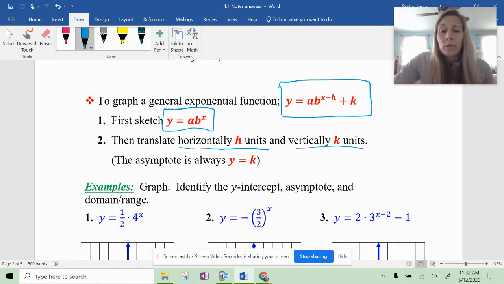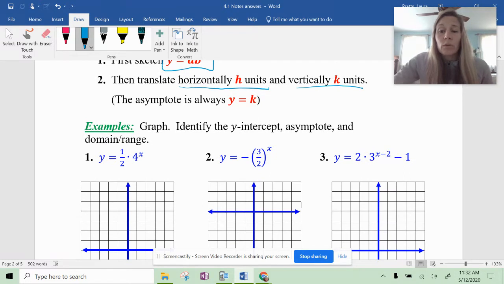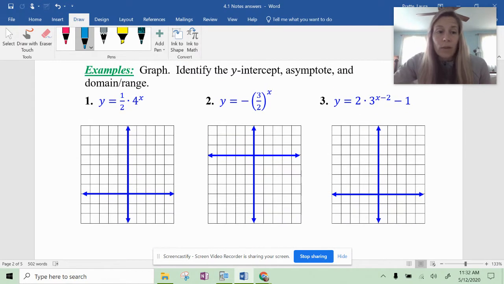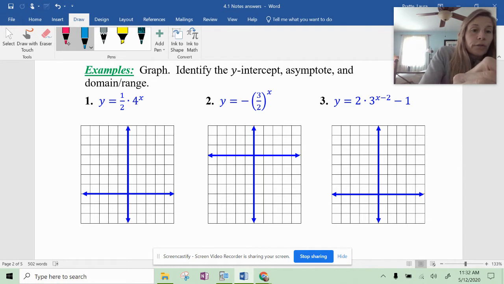Okay, so a couple things we're going to do with the graph. First, we're going to just start out doing the basic graph. We're going to identify the y-intercept, the asymptote, and the domain and range. And then we'll get into some with the shifting after that. Okay, so for the first thing, we're going to graph this function.